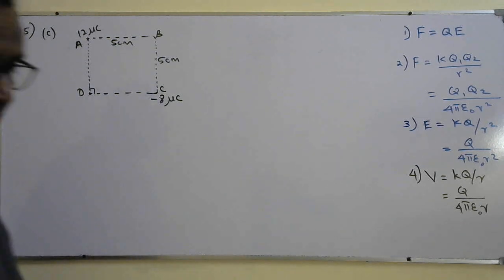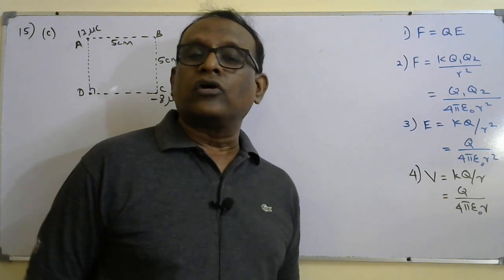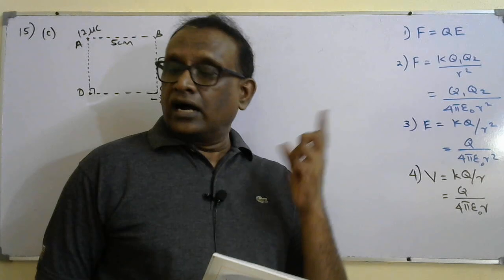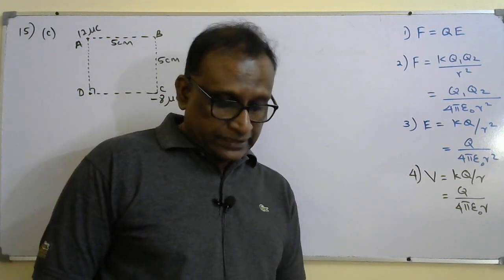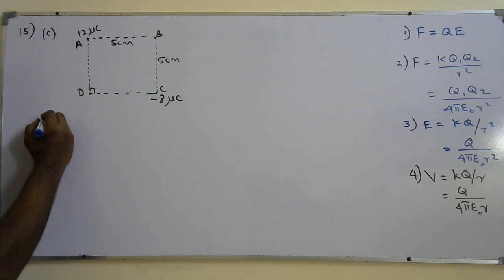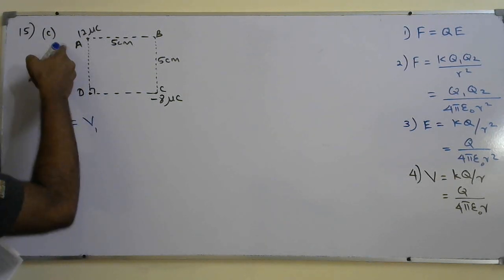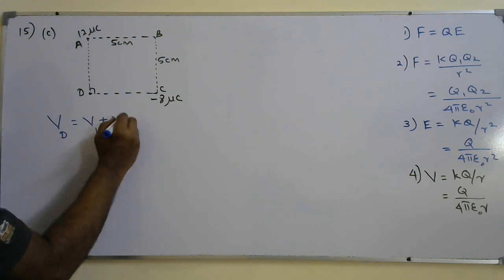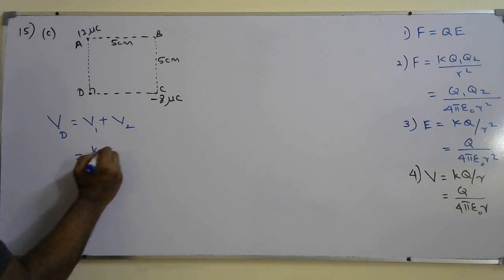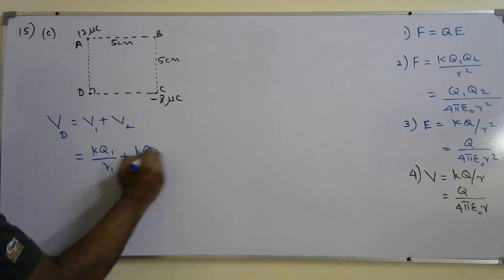Okay, we know that electric potential is a scalar quantity. No direction, so this is easier. Earlier, for finding the resultant electric field strength, we needed to use the Pythagoras theorem, as I told you. But potential is a scalar quantity. So the resultant potential at point D is equal to the potential due to the charge at point A, V1, plus V2, scalar addition. So V is equal to K Q1 over R1 plus K Q2 over R2.